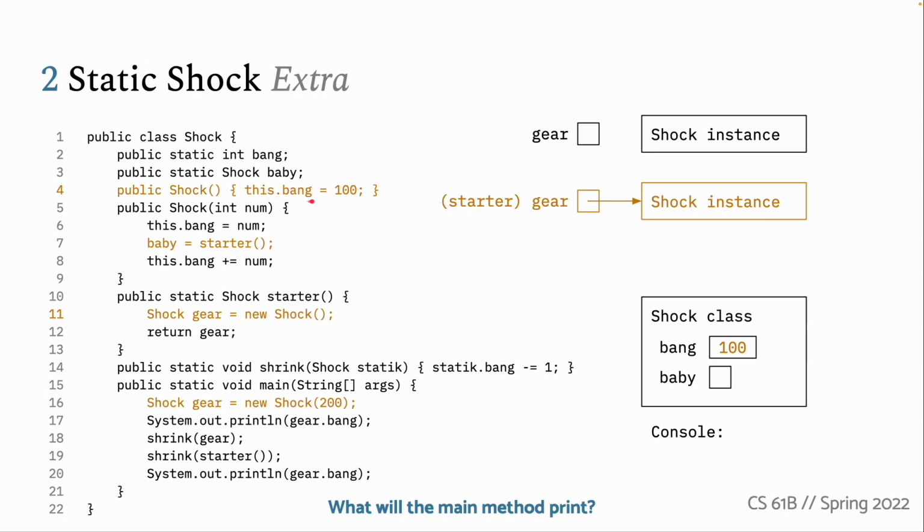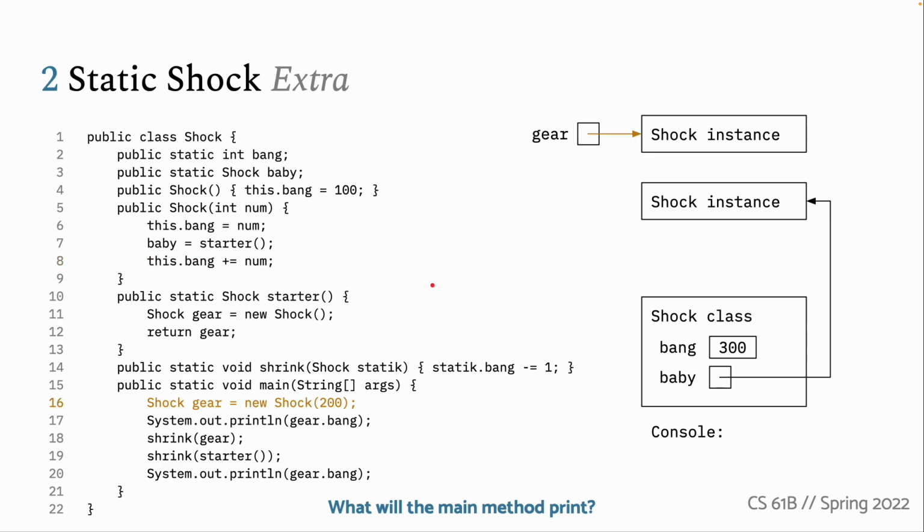And this one is setting this dot bang to 100. Bang is a static variable, so that's replacing it for everyone. And then we're returning gear and setting baby equal to that. So this baby variable is equal to this shock instance. And then because we've exited from this scope, this variable ceases to exist, but don't worry, the instance that it was pointing at still exists because baby is pointing at it. And then we're going to set this dot bang to be plus equal to that num, so it's going to be set equal to 300.